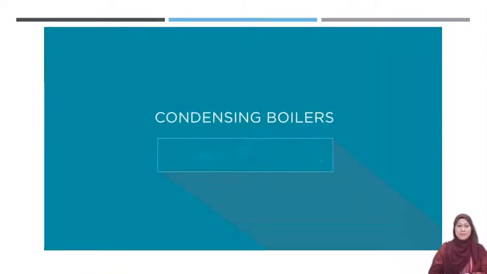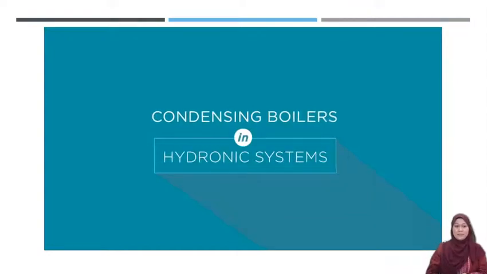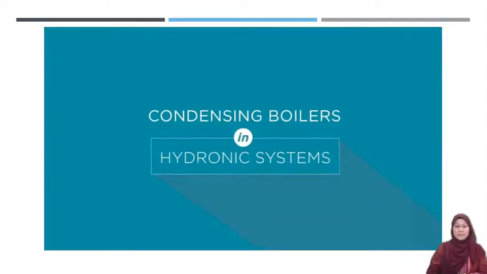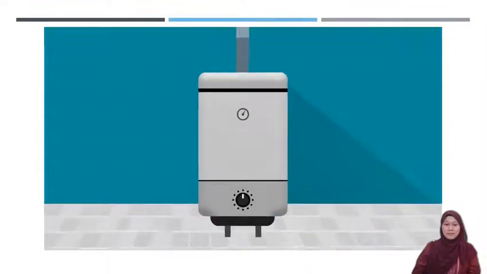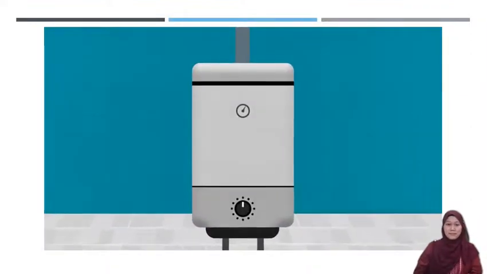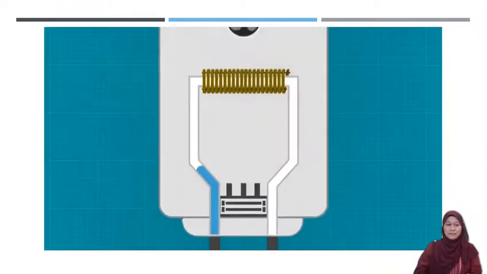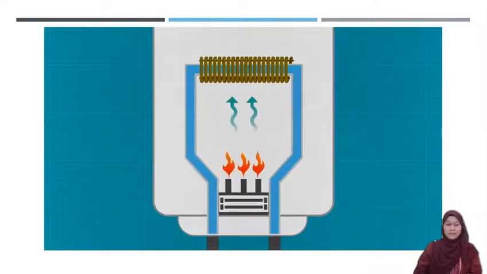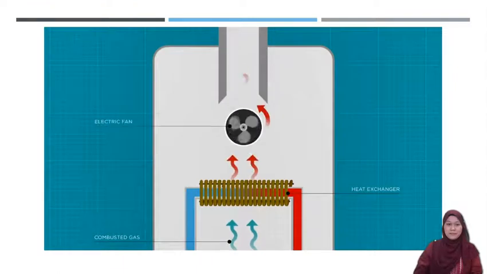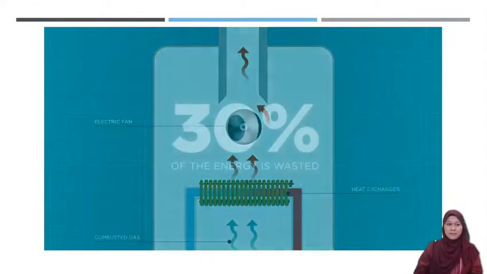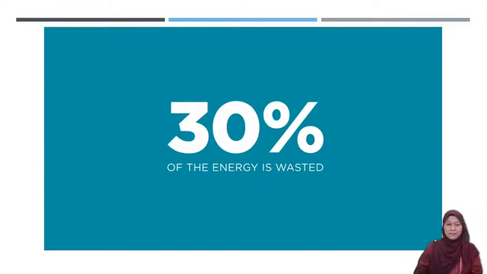Properly designed hydronic systems provide clean, energy-efficient comfort in a versatile package. But the efficiency of a space heating hydronic system is only as good as the boiler that powers the whole process. If we look inside a conventional non-condensing boiler, we see that combusted gas hits the heat exchanger, which raises the water temperature before it goes out into the system. However, there's also a lot of extra heat that is sucked out the exhaust flue, with as much as 30% of the energy being wasted.